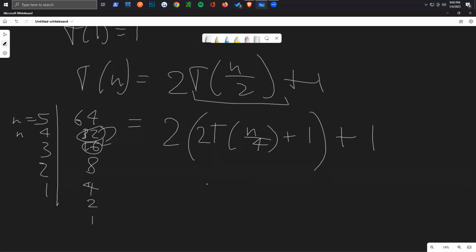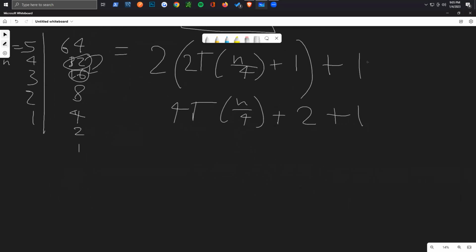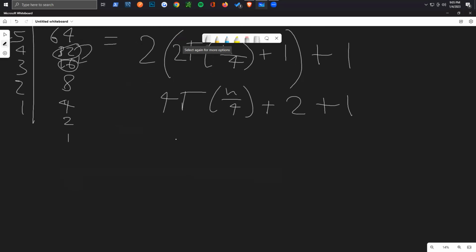And we're going to have a 1 on the outside. So now we just distribute, plus distribute 2 plus 1. Okay, so now we can keep going. Let's do the same exact thing. Now we're gonna be at T of n divided by 8.